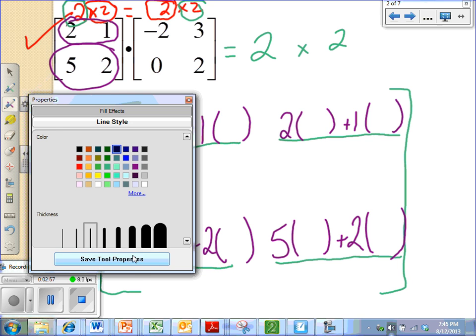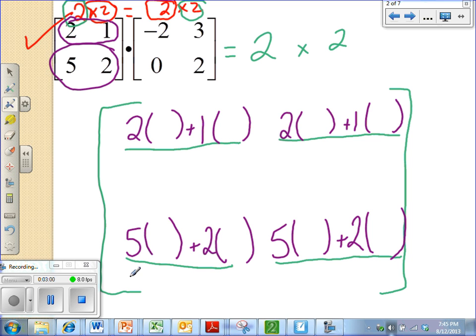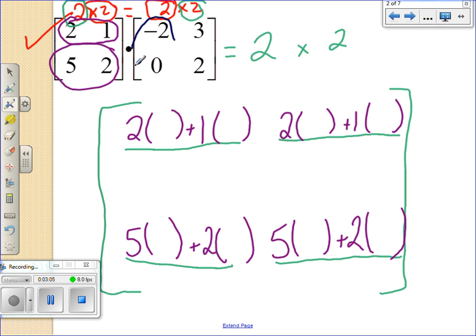Okay, so now the question is, what the heck goes in the something, Miss E? I understand that. So let's talk about what goes into the something. The something is whatever is in the columns of the second matrix. So I got -2 and 0. And that's going to follow my column, so it has to be the same exact entries on the bottom. So -2, 0, -2, 0. Okay? So that's my first column from the second matrix.